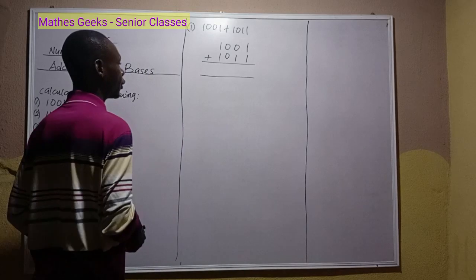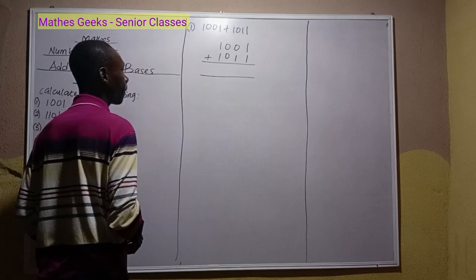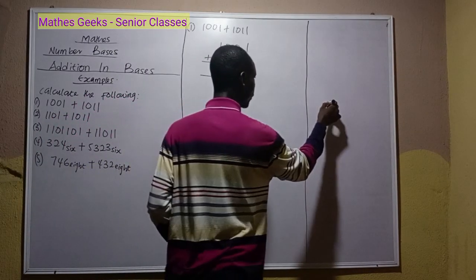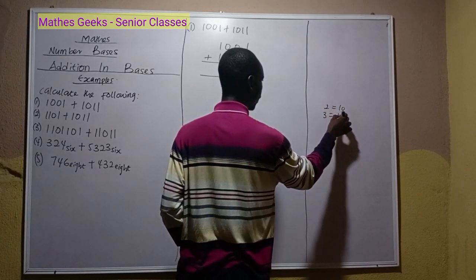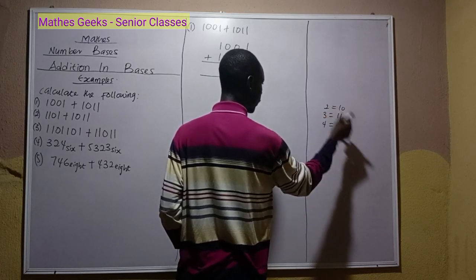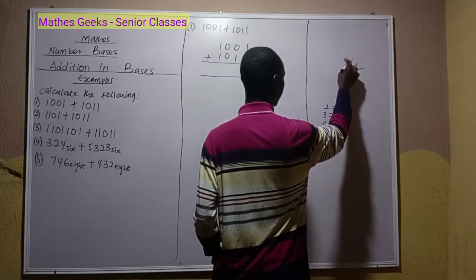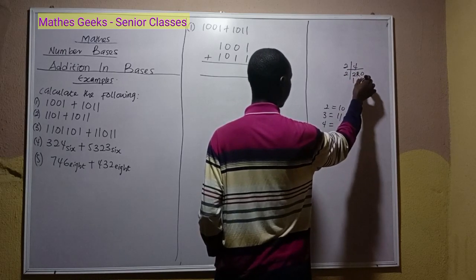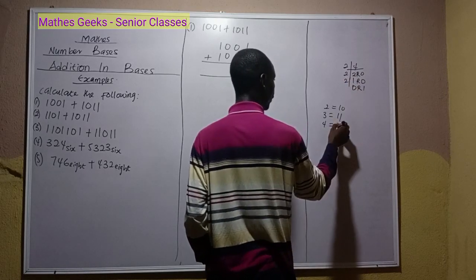Okay. So in base 2, the highest number is 1. So anytime we are adding, 2 in base 2 is 10, 3 in base 2 is 11. And 4 in base 2: you need to get the other numbers, you just have to divide by 2. 4 divided by 2, 2 into 4 is 2, remainder 0. 2 into 2 is 1, remainder 0. And 2 into 1 is 0, remainder 1. So 4 in base 2 is 100.